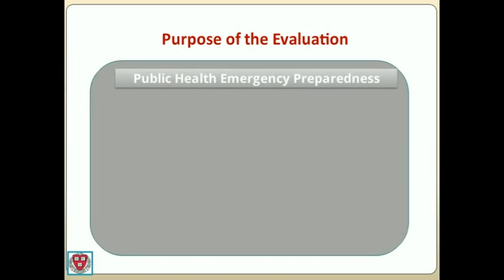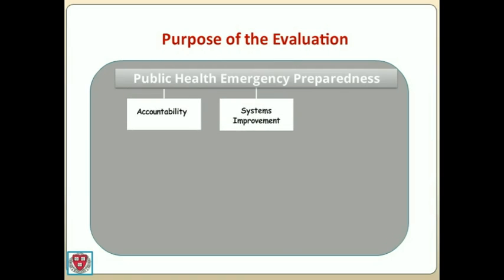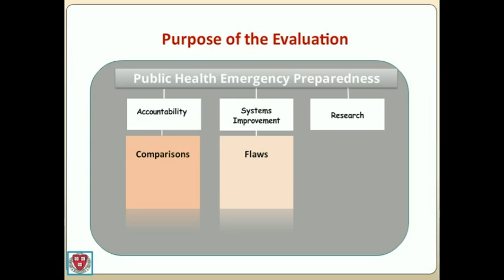In public health emergency preparedness, we have identified 3 scopes: accountability, system improvement, and research. Measuring for accountability purposes involves comparison of performance across jurisdictions or agencies and requires a high-level standardization of methods and measures. On the other hand, when measuring for quality improvement purposes, organizations are more interested in identifying specific flaws and limitations in their plans and systems so that those problems can be addressed before the next emergency occurs.